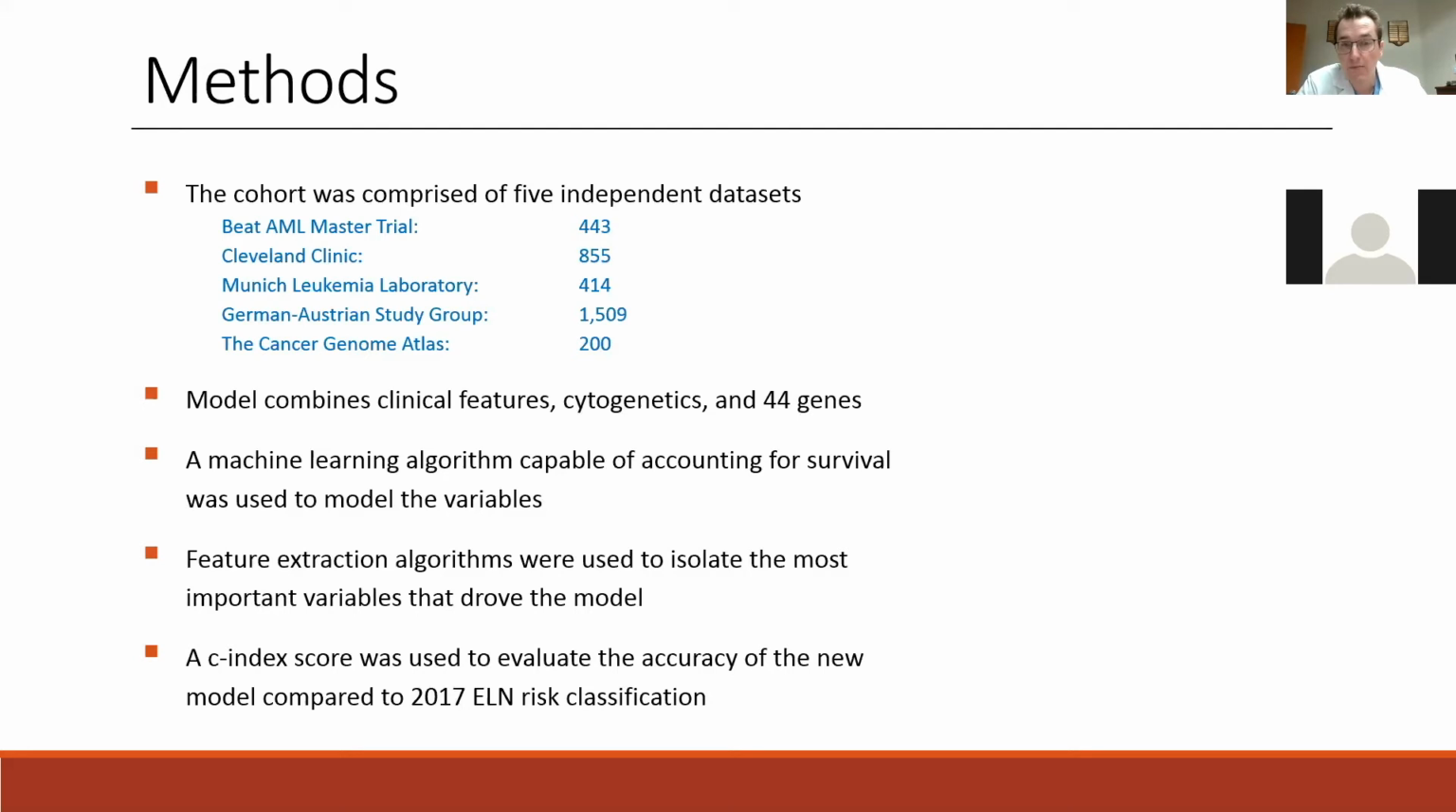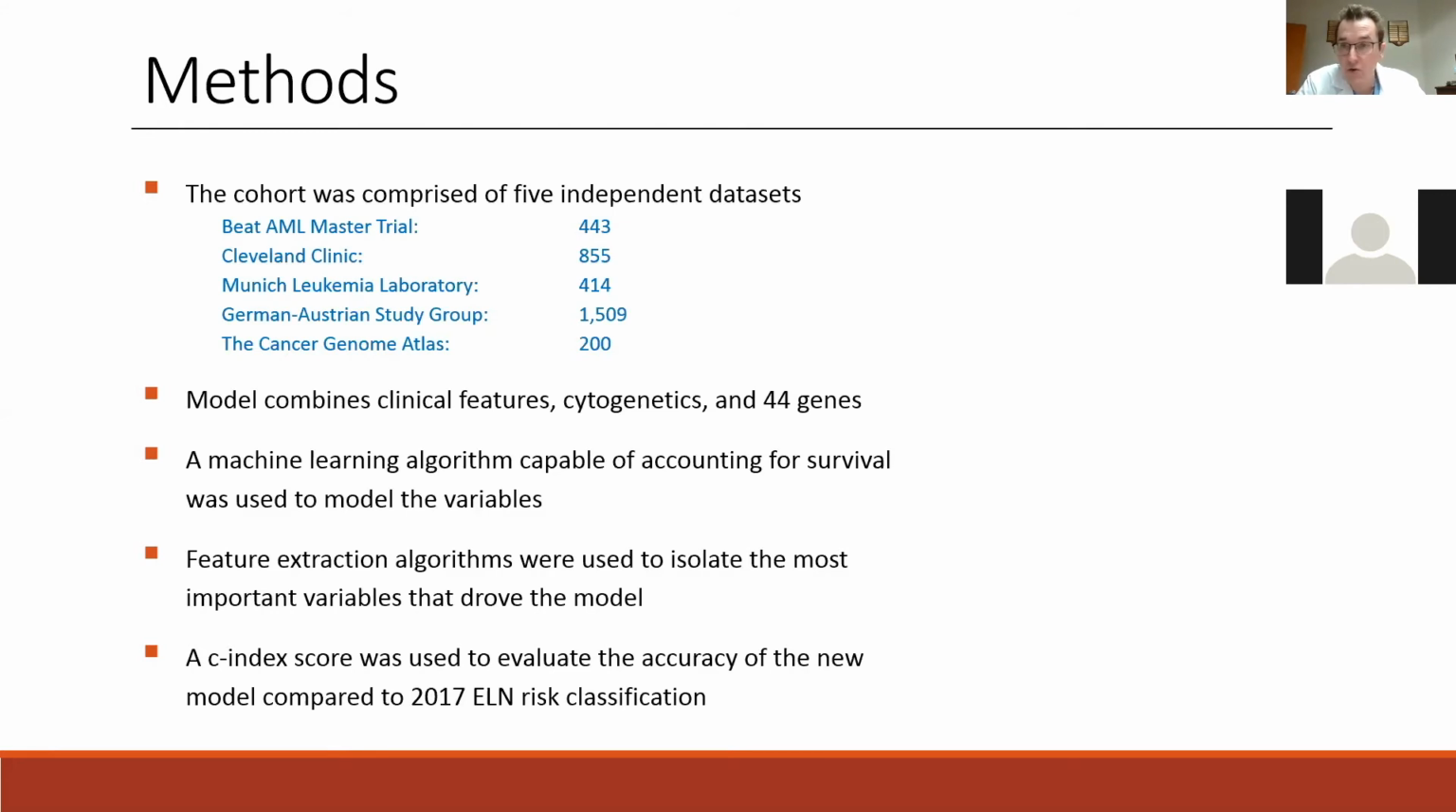We attempted to combine cytogenetic features, a panel of 44 gene mutations, and numerous clinical features. And then we chose a machine learning algorithm that's able to account for survival data. We did iterative feature extraction. So we'd make a model, look at the features that were important, pare it down to isolate the features that are most important, and then compare it using a C-index.